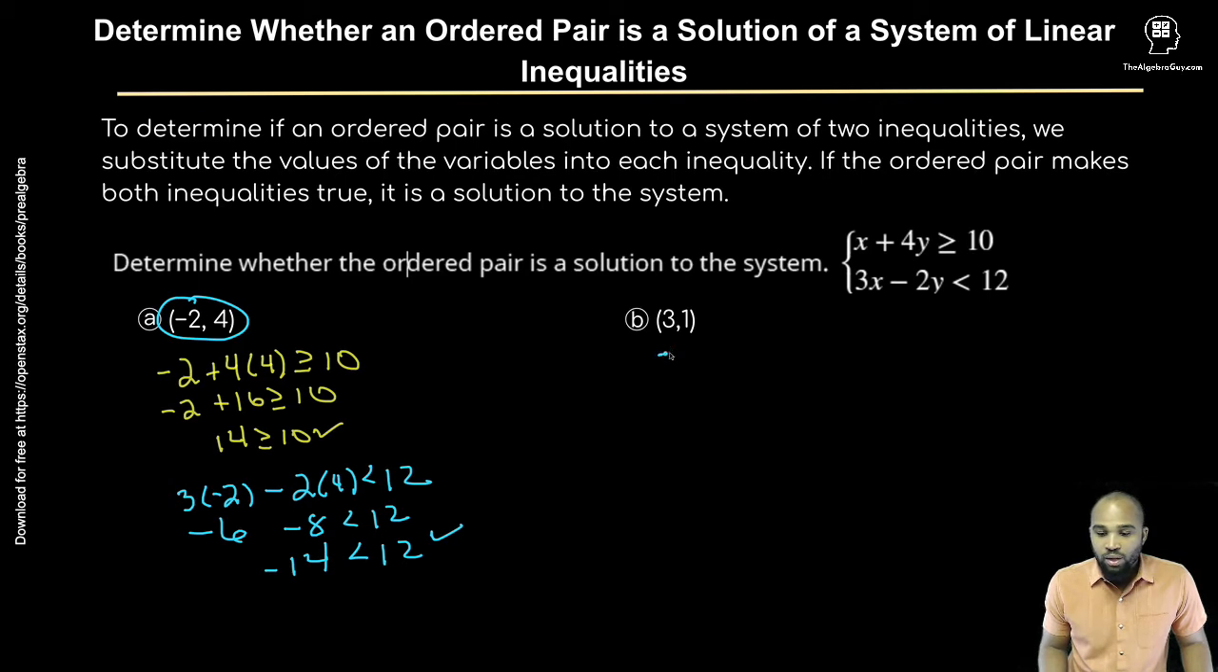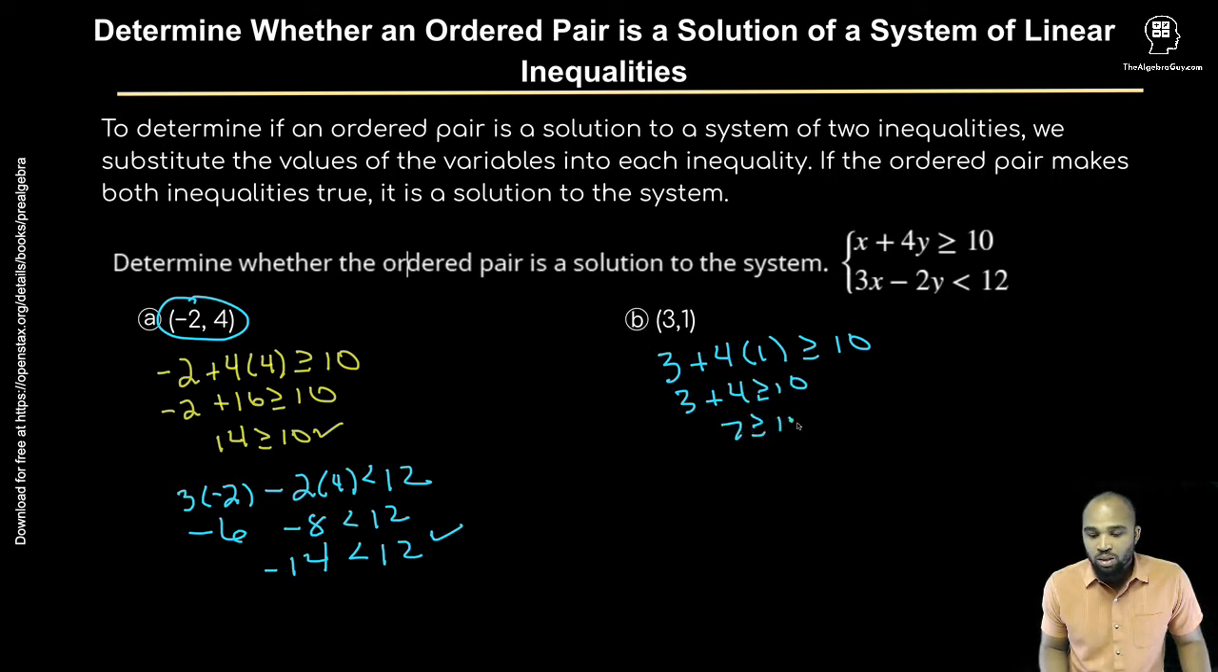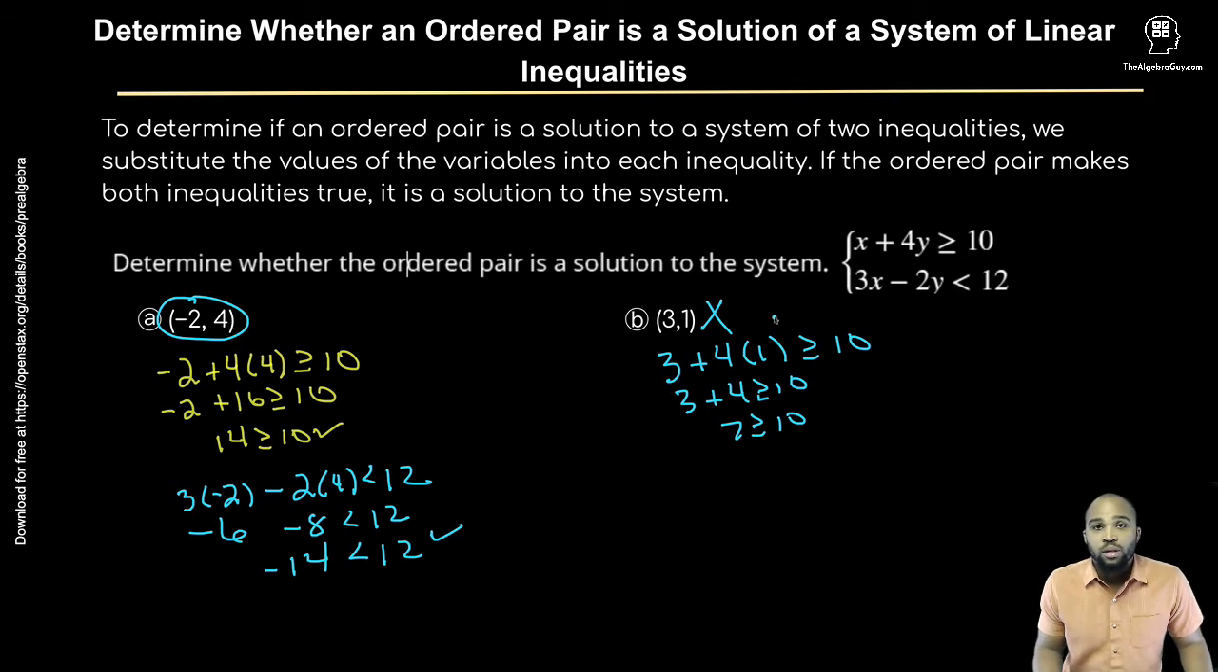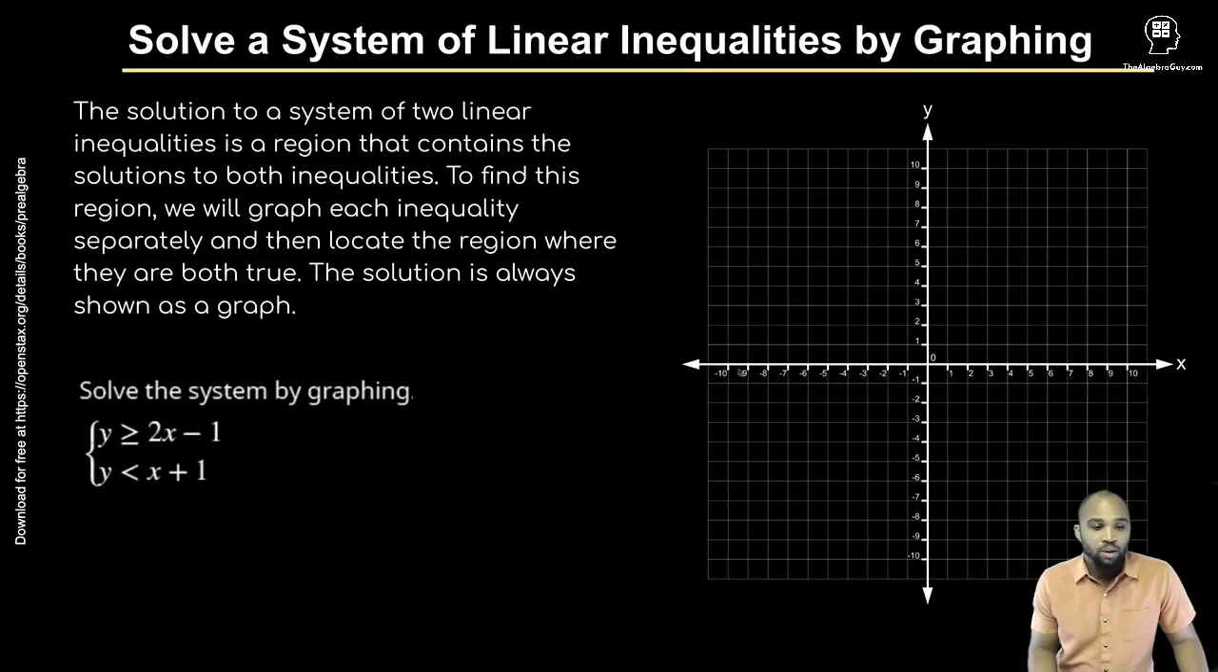(3, 1). I could plug in: 3 plus 4 times 1 is greater than or equal to 10. Let's see if this is true. 3 plus 4 is 7, and is 7 greater than or equal to 10? We know that 7 is not greater than or equal to 10. So this is not going to be true. I don't even have to check the other one, because it won't matter. If one of them is not true, then there's no solution there. They both have to be true. All right, let's move on to our next problem.